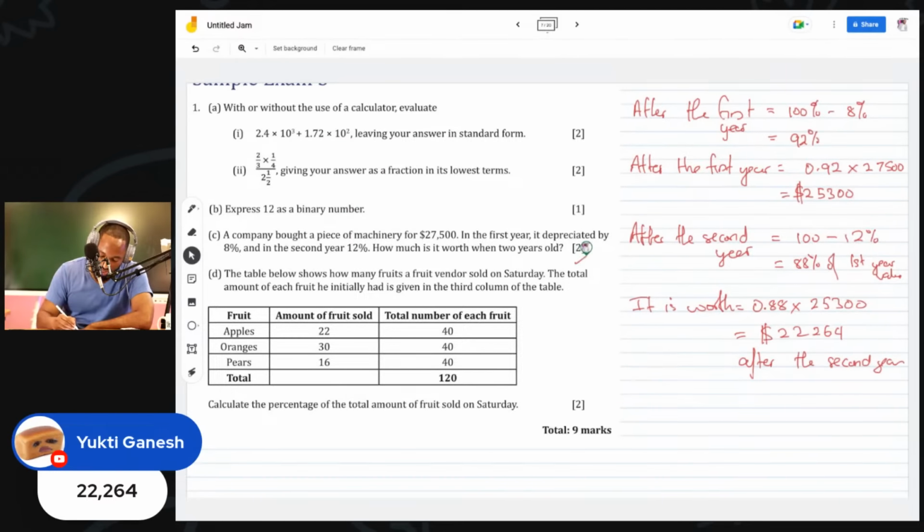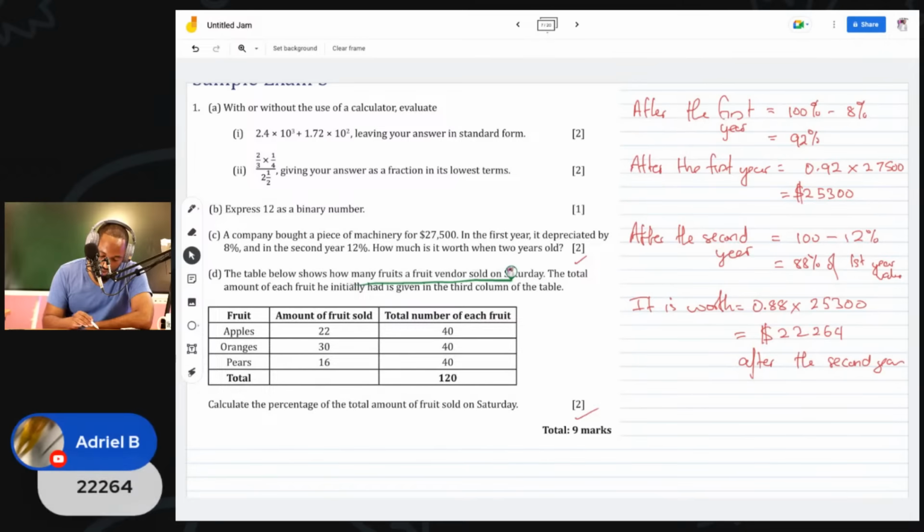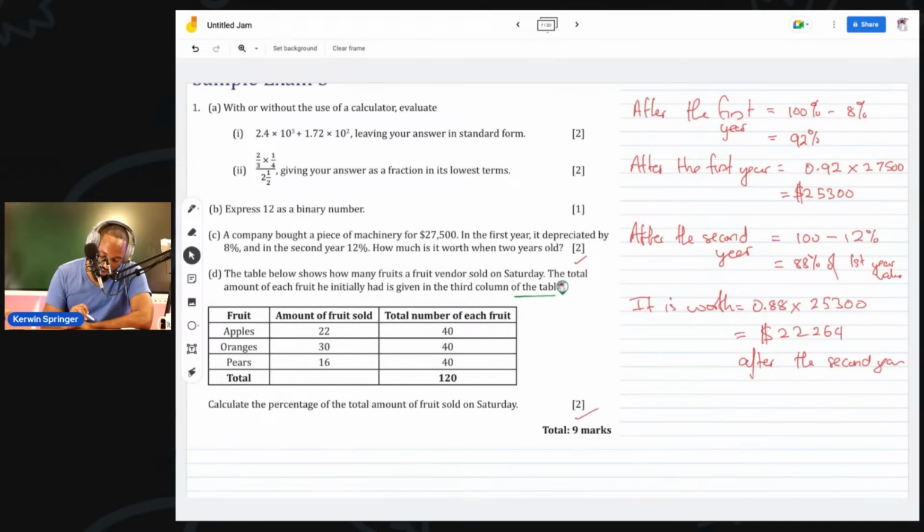So let's go ahead and get our last 2 marks here. The table below shows how many fruits a fruit vendor sold on Saturday. The total amount of each fruit he initially had is given in the third column of the table. This is the amount of fruit he had initially, and this is the amount of fruits he sold. Calculate the percentage of the total amount of fruit sold on Saturday.